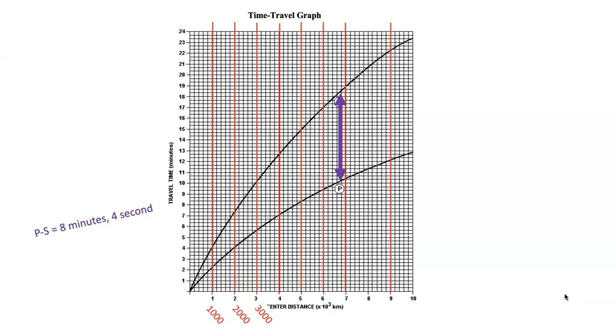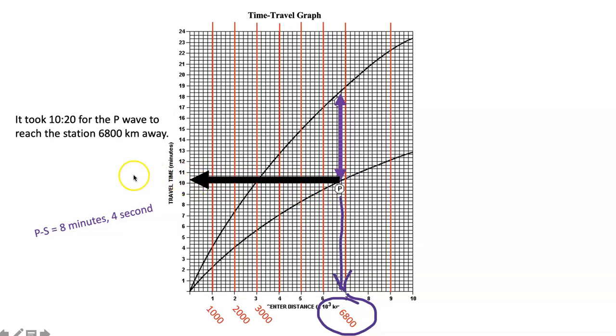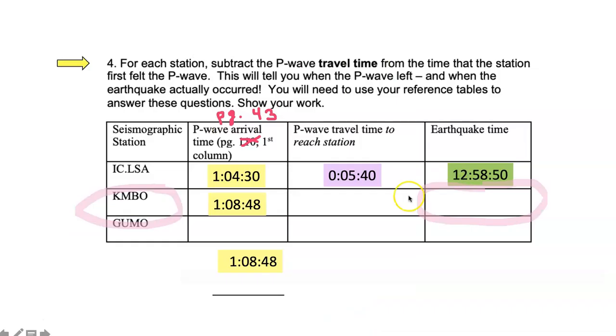So at the KMBO site, if you recall, we found a distance of 6,800 kilometers from the epicenter based on this 8-minute separation time between the P and S waves. And so again, we're going to look at how long it took that P wave to arrive to our station. So we're going to look over here at the intercept, and it took about 10 minutes and 20 seconds for the P wave to reach us. So again, we're going to put that right there, and we're going to have to subtract the two to figure out the time of the earthquake.